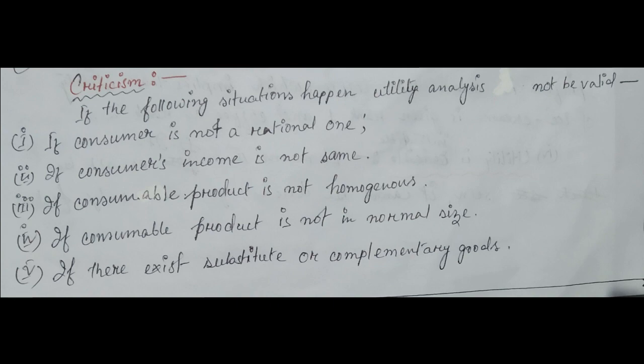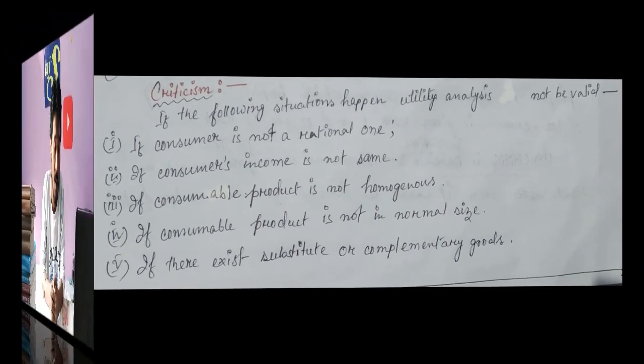So students, let's talk about the criticism. Number 1 is if the consumer is not a rational one, then utility analysis will not be valid. Number 2 is if the consumer's income is not the same. Number 3 is if the consumable product is not homogeneous, and number 4 is if the consumable product is not in normal size. And number 5 is if there exist substitute or complementary goods.